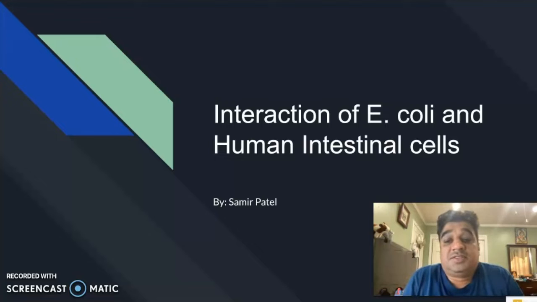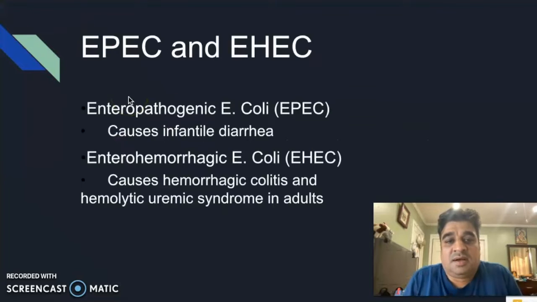Hi, the interaction I'm going to be discussing is the interaction between Escherichia coli, or E. coli for short, and human intestinal cells. E. coli has a lot of different types. Mostly, we're only going to be talking about two. Enteropathogenic E. coli, or EPEC for short, usually causes infantile diarrhea. It's a really common cause for it. The other subtype is enterohemorrhagic E. coli, EHEC for short, and that causes hemorrhagic colitis and hemolytic uremic syndrome in adults.